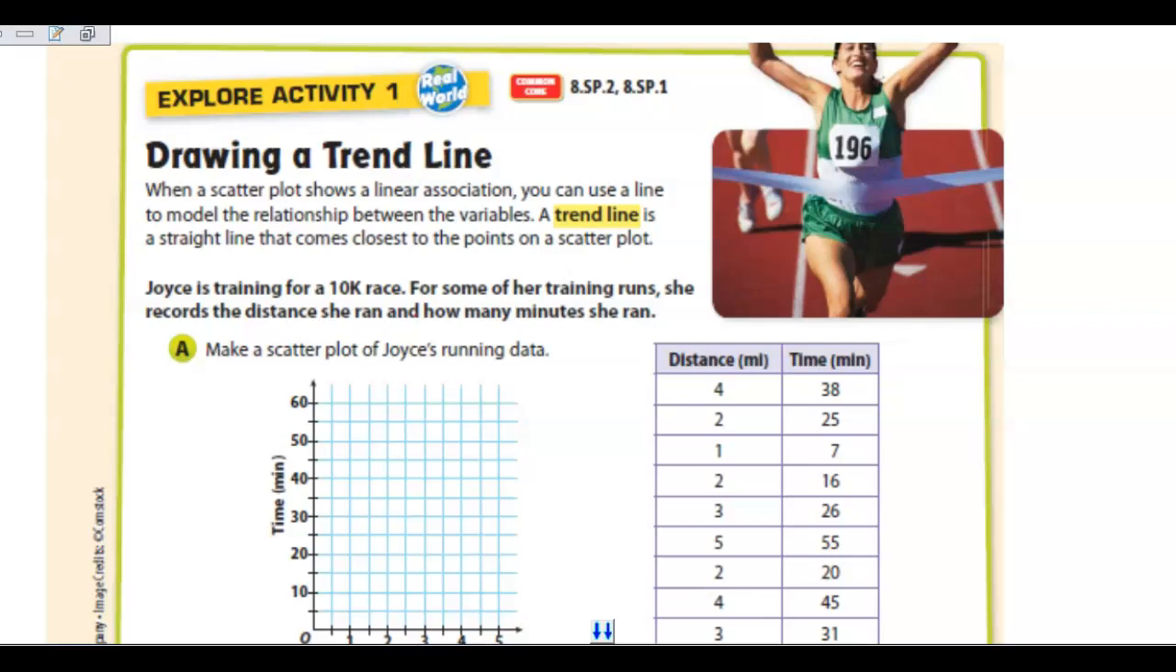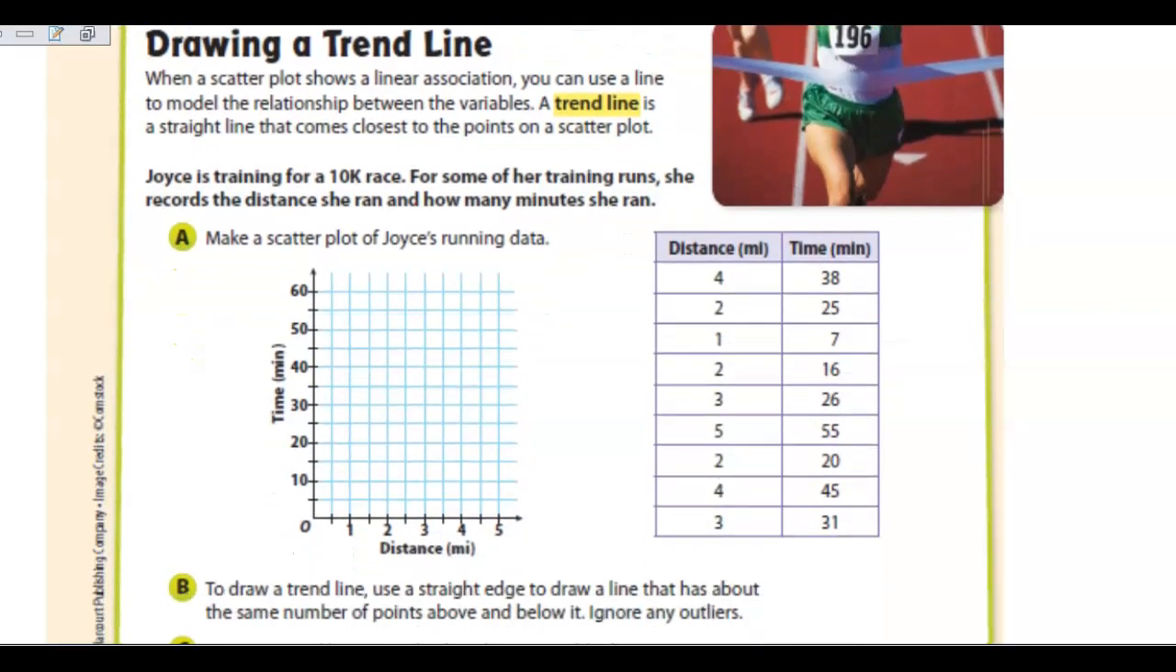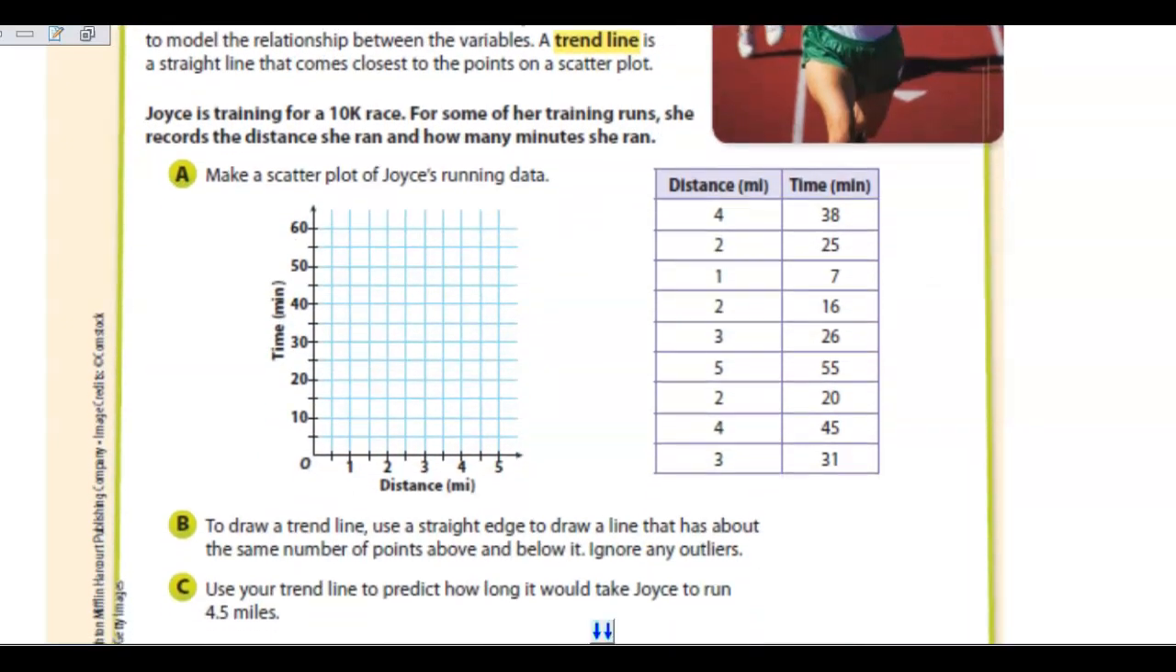It says Joyce is training for a 1K race. For some of her training runs, she records the distance she ran and how many minutes she ran. And so we're going to take that data from that table and we are going to create a scatter plot of Joyce's data.